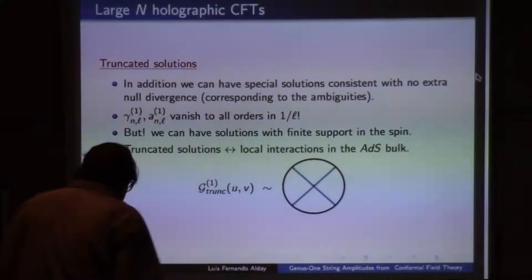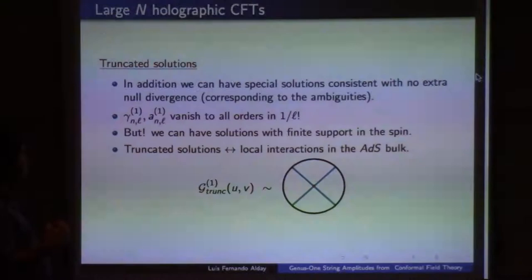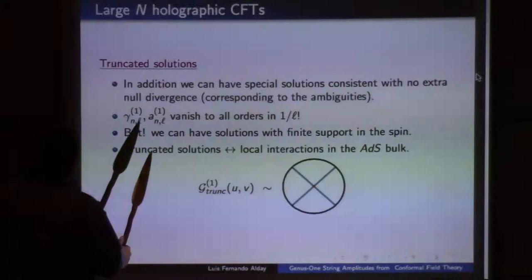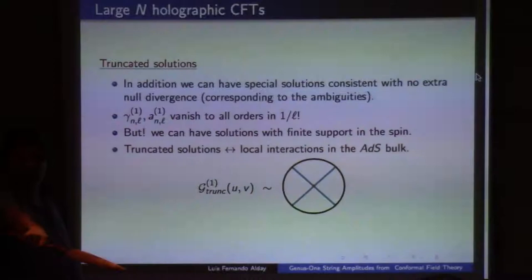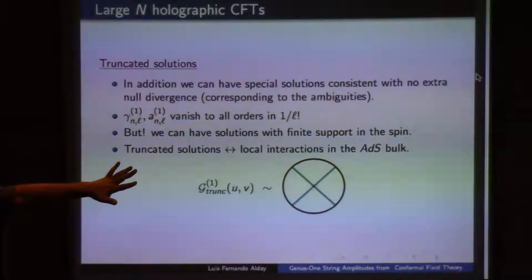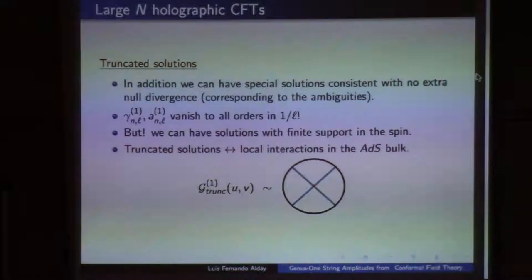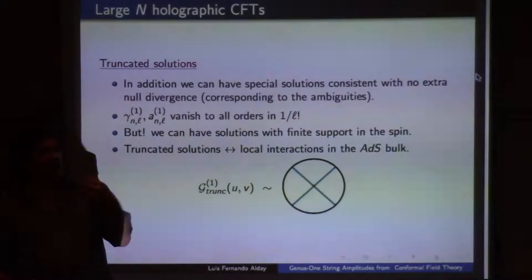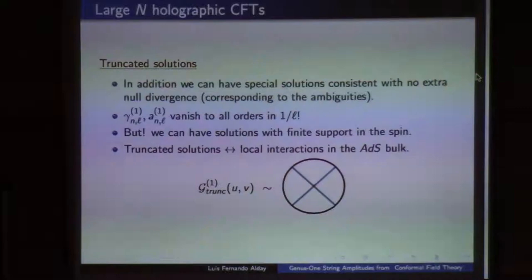In addition, and this is a little bit tricky, we can have special solutions consistent with no extra null divergence. This corresponds to these ambiguities that we were talking about. Remember that we said that this gamma 1 and A1 vanish to all orders in 1 over L. But what could happen is that you could have some solution with a finite support in the spin. And this corresponds to the ambiguities that we were talking about. But from the point of view of AdS, this actually has a beautiful interpretation. These are truncated solutions, and they correspond to local interactions in the AdS bulk. And again, this can be classified, etc. You have to say what is the upper limit on the spin that they have, and you can count these solutions, etc. So I will give you a super beautiful characterization in 10 minutes.